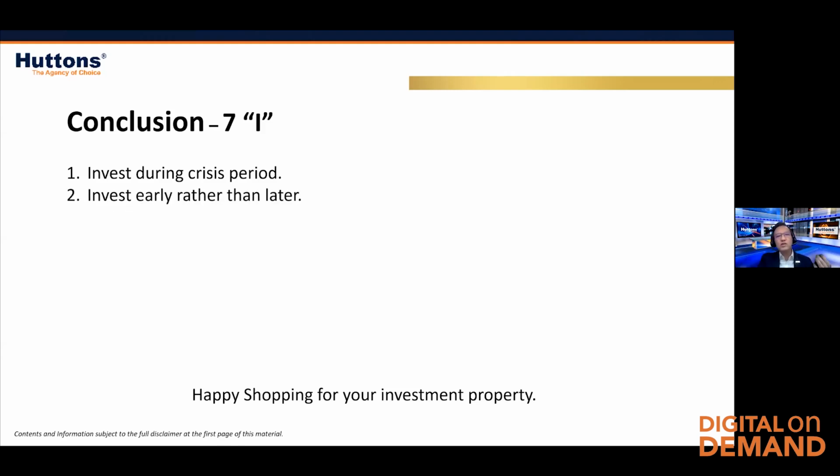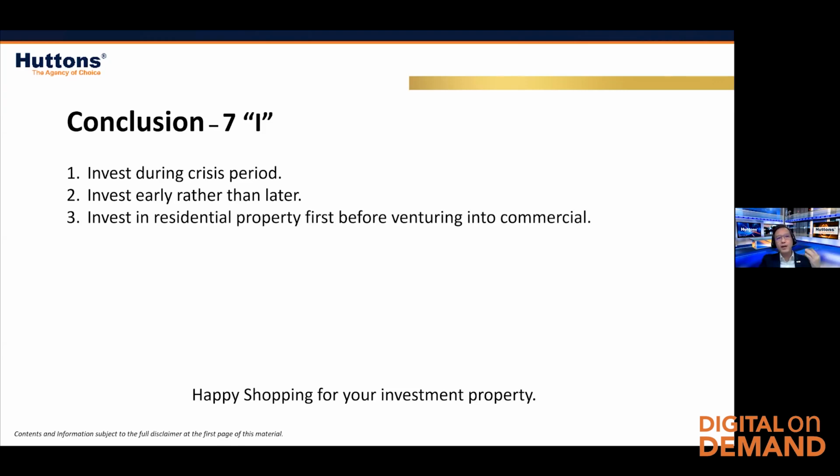Next, you invest early rather than later. I am very thankful I invested early when I was in my 20s, when I bought my HDB flat. Now I'm happy because I got an ROI of 20%. Then invest in residential property first before venturing into commercial. So that's my advice. Okay, you can take it, or if not, it's up to you.